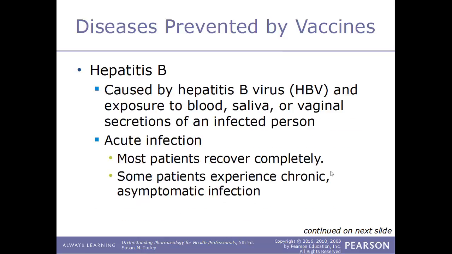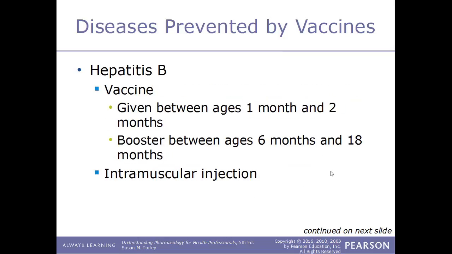Hepatitis B, caused by HBV, hepatitis B virus, and also exposure to blood, saliva, or vaginal secretions of an infected person. This is also an acute infection. Most patients will recover completely, but some patients will experience chronic and asymptomatic infections. The vaccine for hepatitis B is given between the ages of 1 month and 2 months, and it's followed by a booster between the ages of 6 months to 18 months. And this is also given by an intramuscular injection.